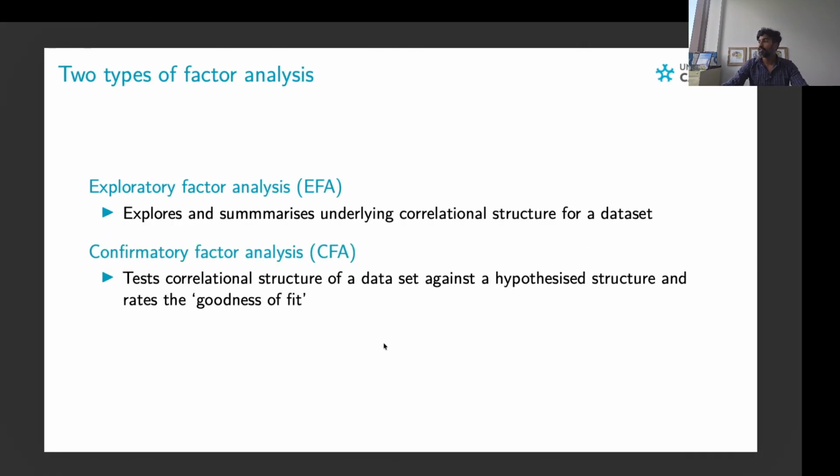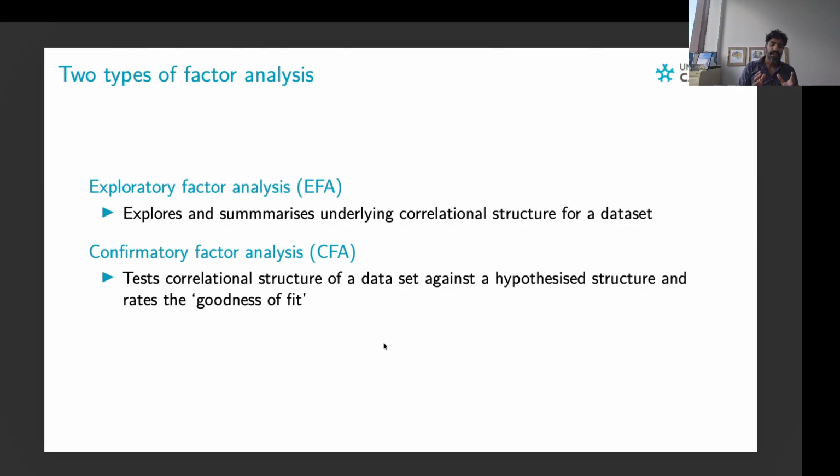So there are two types of factor analysis. These include exploratory factor analysis, which explores and summarizes the underlying correlational structure of a data set. And then we have confirmatory factor analysis, which tests the correlational structure of a data set against a hypothesized structure and rates the goodness of fit.